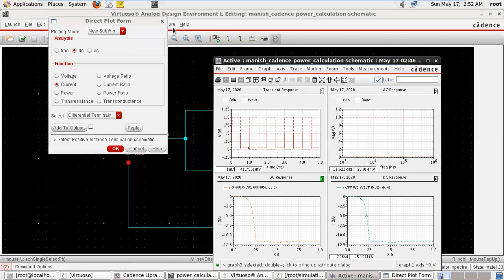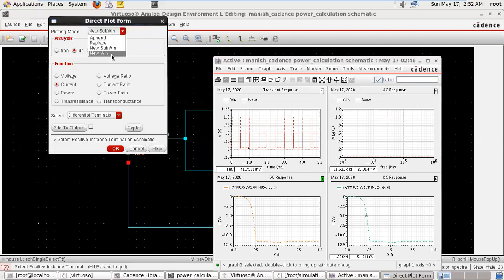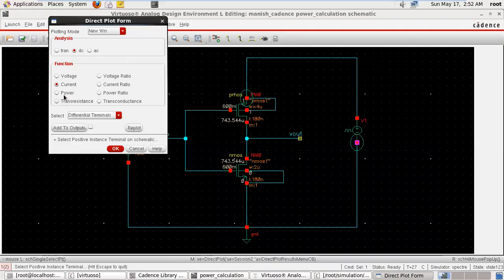Okay, now we are interested in a different type, so we are just selecting the new window, cross it. So see here, voltage, current, and this is the voltage ratio. So voltage ratio, numerator and denominator. This requires numerator and denominator net, because voltage is always between two terminals. So it requires numerator and denominator net and the numerator and denominator ground.